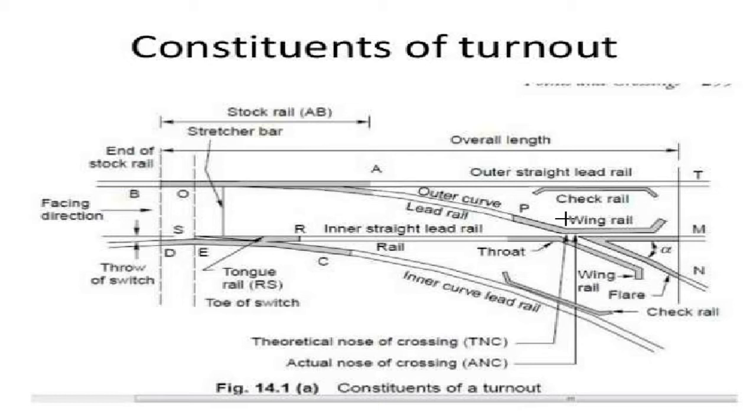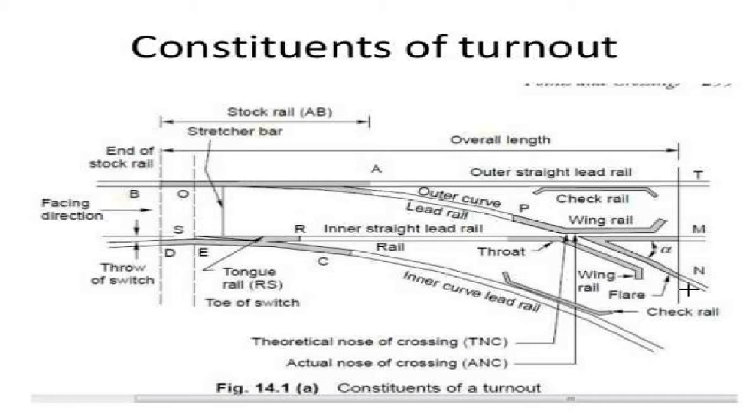Now coming to the trailing direction, just the opposite of facing direction will be the trailing direction. That means if someone is standing at the crossing and is looking towards the switch, then it is known as the trailing direction. So if someone is standing at the crossing point and looking towards the switch, then that is known as the trailing direction.